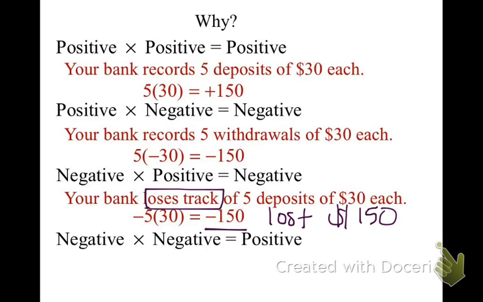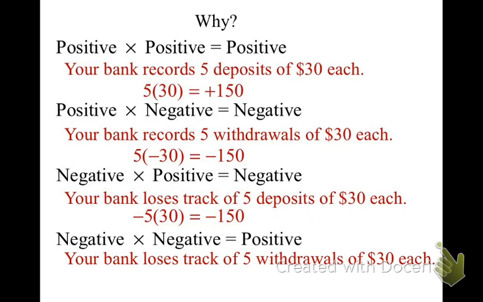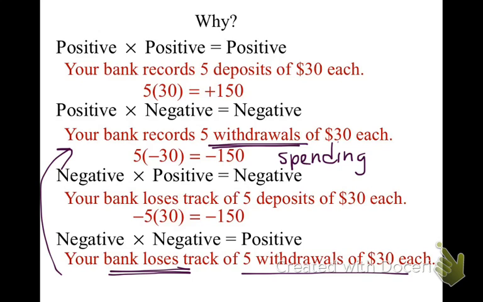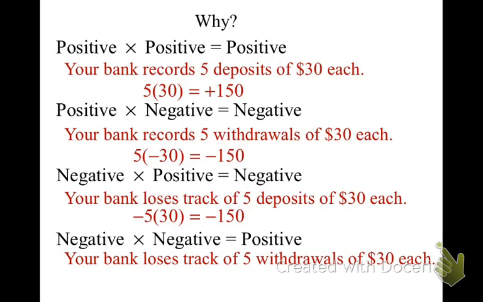And last but not least, we're going to go over our negative times a negative equals a positive. My example: my bank loses track of 5 withdrawals, $30 each. From our previous example, withdrawals means that you are spending your money, right? You're spending it somewhere. Now, if the bank loses those 5 withdrawals, does that mean that you're still spending that money? No. This is actually a good thing for you because they've lost that record. So the way it's set up is negative 5 times negative 30.